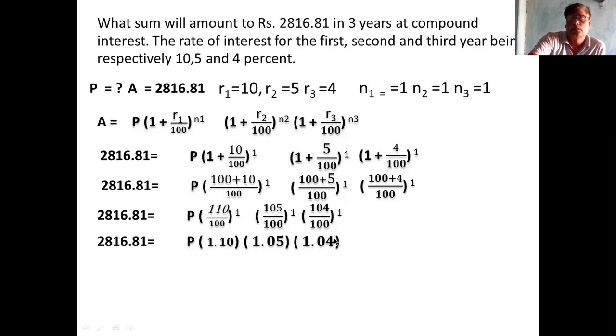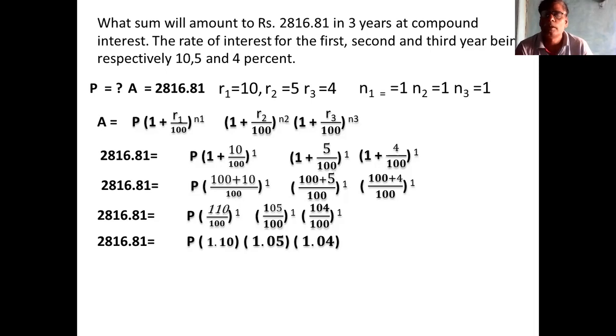If you multiply these three and divide into 2816.81, you will get the answer. You will get the answer without applying the logarithm. In the third step, you multiply the three brackets and take the product to the left hand side. It goes to the denominator. In the denominator, you divide, you will get the direct answer, no problem.